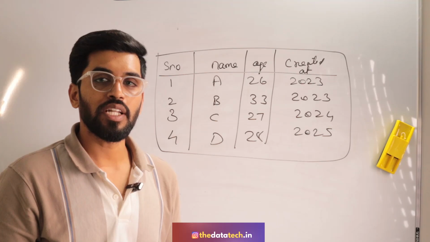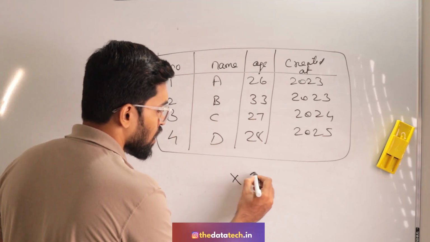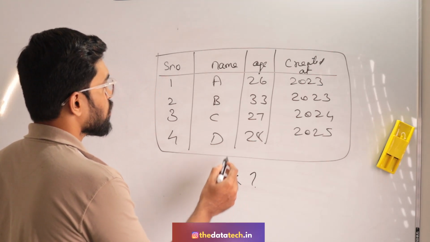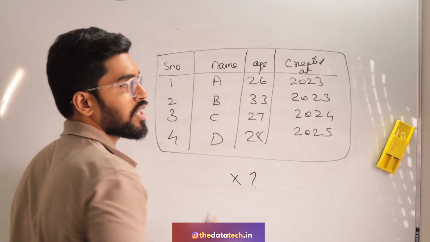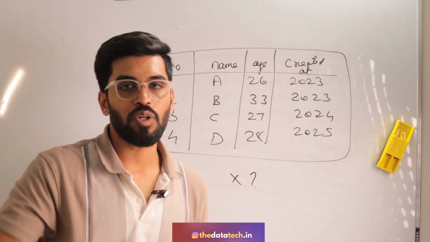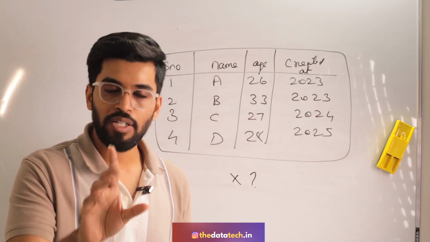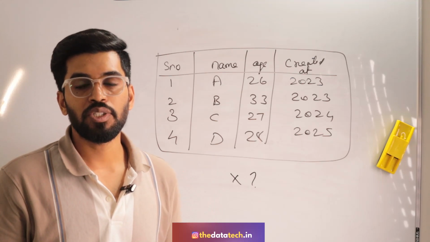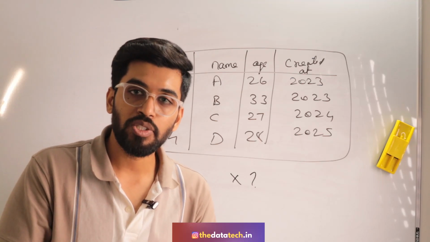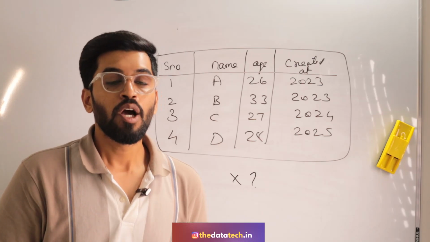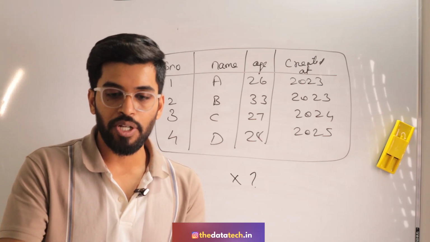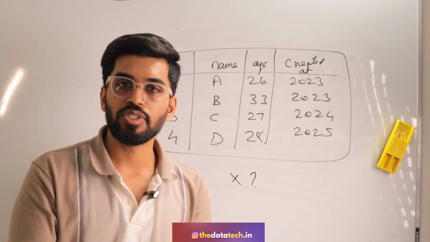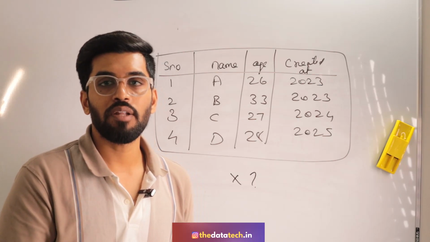Let's consider something like X. Based on X you have to create a partition, but what is X here? Which column is X: serial number, name, age, or created at? You can even create a partition with more than one column, but for now let's decide on one column first. Based on what kind of transformation you are going to do on top of this table, what kind of queries you are going to write, what ETL logic, what joins or aggregations, based on what column, the condition, right?